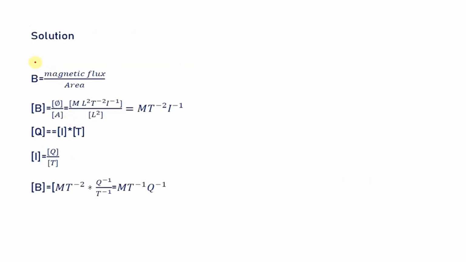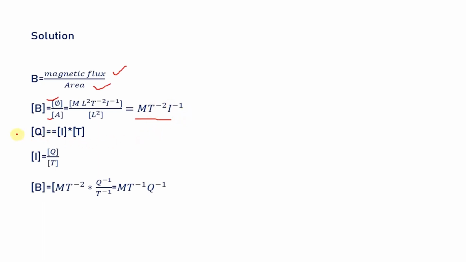Okay, so let's go to the solution. B given here, we know B is the flux density and the formula for that is magnetic flux divided by area, so that is phi by A. The dimension of phi is M L square T to the power minus 2 I to the power minus 1, and the dimension of area is L square. So we get M into T to the power minus 2 I to the power minus 1.